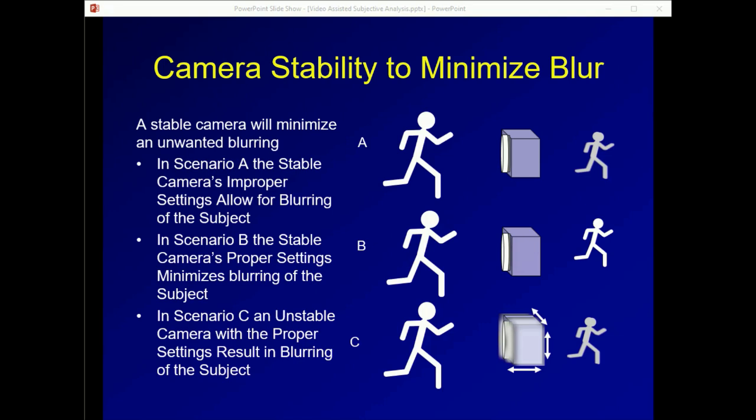In scenario A, the stable camera in proper settings allows for blurring of the subject. In scenario B, the stable camera's proper settings minimize blurring of the subject. And in scenario C, an unstable camera with the proper settings results in blurring of the subject. So it's very important to maintain the stability of the camera.